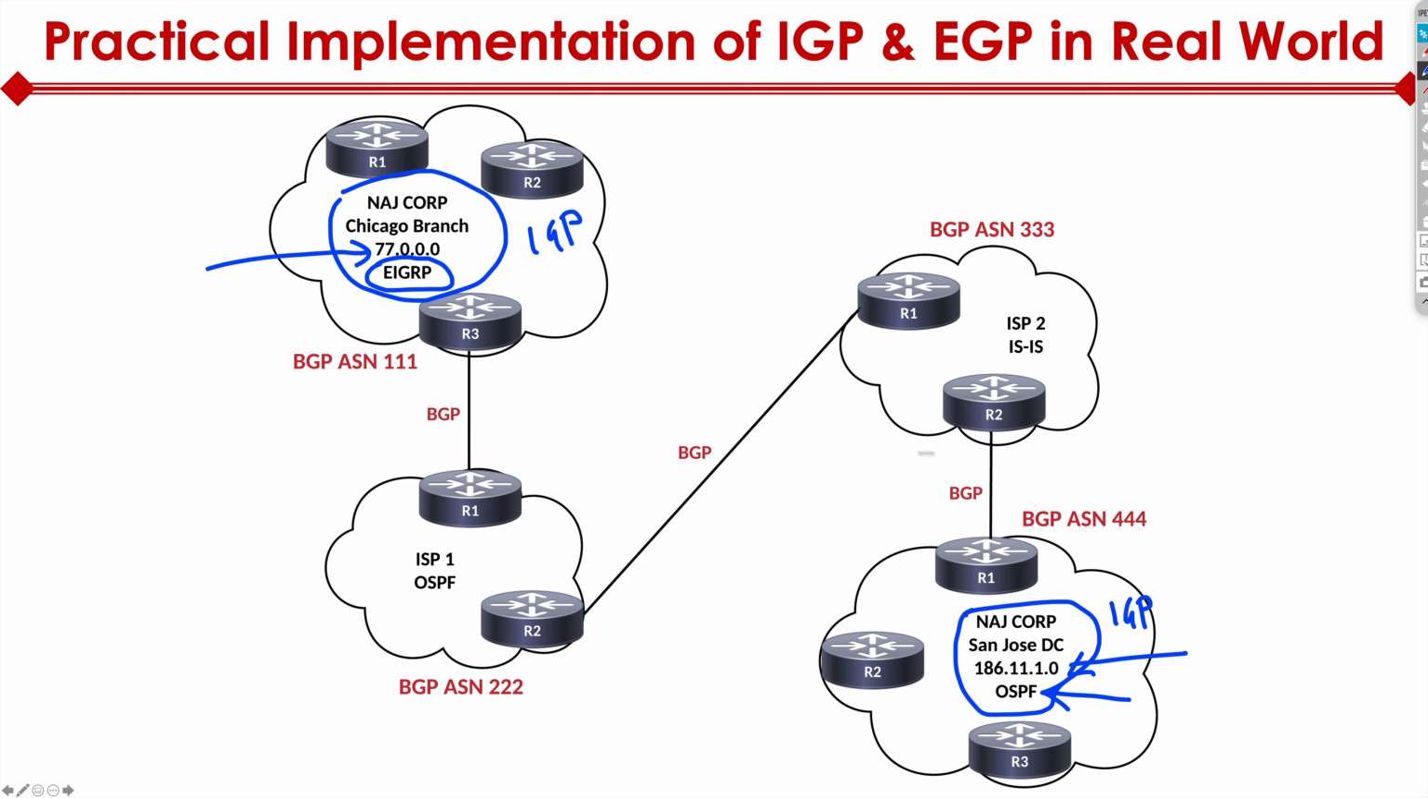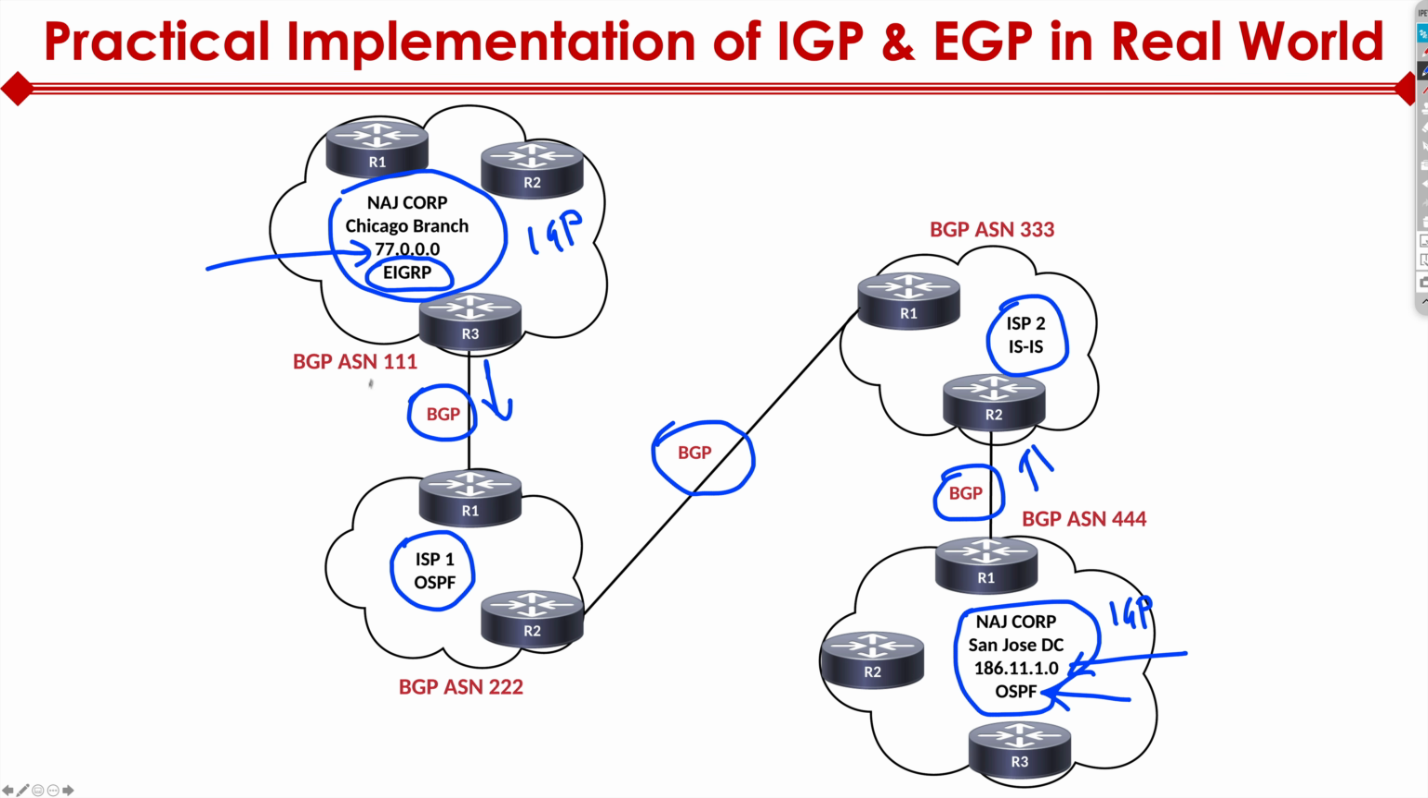And what each cloud has is a leg, an internet circuit into a service provider. So Chicago has an internet circuit into an ISP, and so does San Jose. And there's a BGP peering that we have with the service provider routers. And Chicago connects to ISP1. ISP1 internally runs OSPF. ISP2, on the other hand, that's connected to San Jose, runs ISIS. And then the ISPs interconnect with each other over BGP.